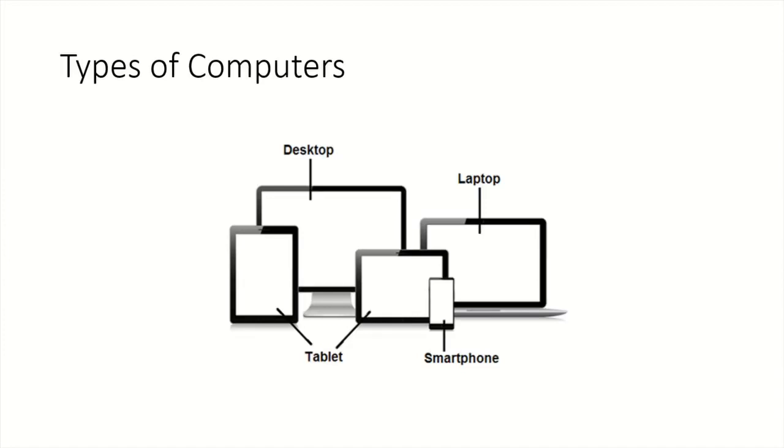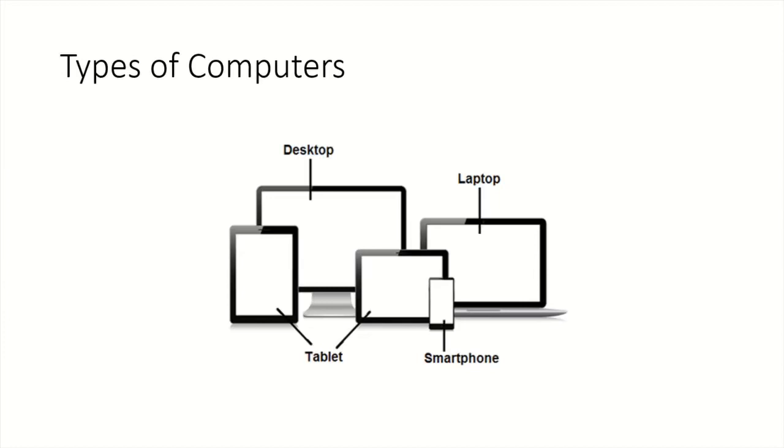Then we move to tablets. A tablet is a handheld device, sometimes called a palm top, which usually has a touch screen. It is a computing device that you interact with using the touch screen, which is built into the device. Common types of tablets are Android-based tablets, and then iOS-based tablets from Apple.